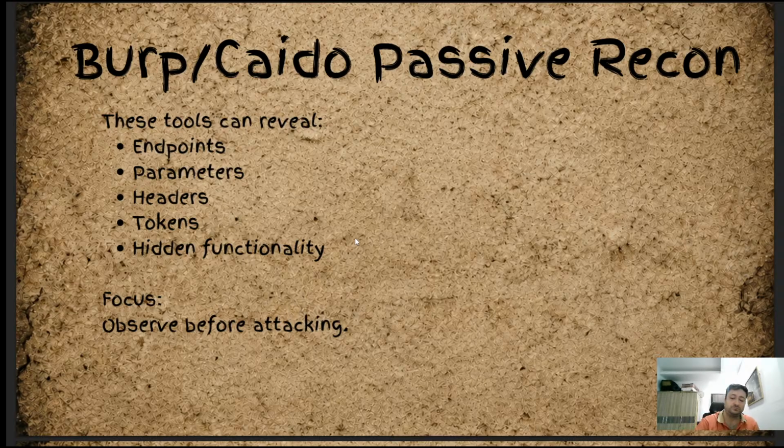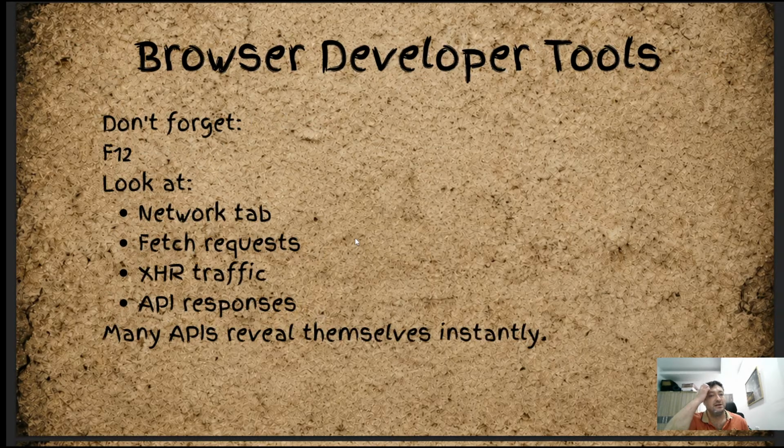Okay. So remember, key thing: observe before attacking. You don't want to just start attacking and find nothing, right? So we're going to do that today. We're actually going to go through live bug bounty hunting, and we're going to take a look at that, okay?